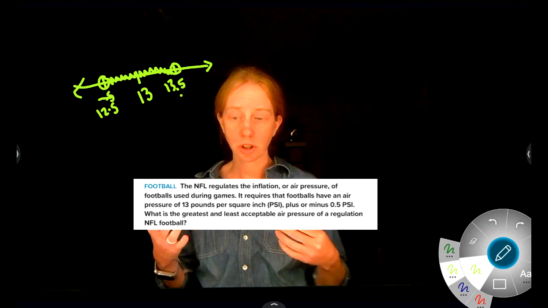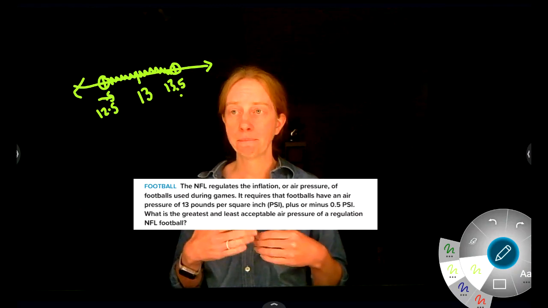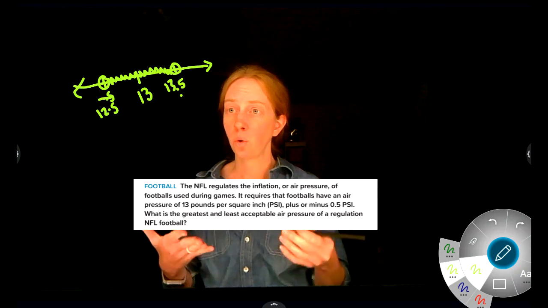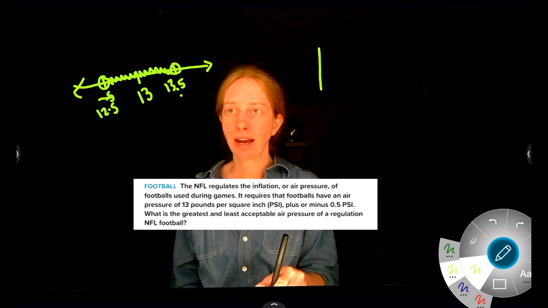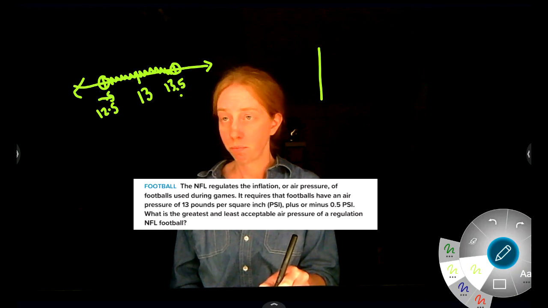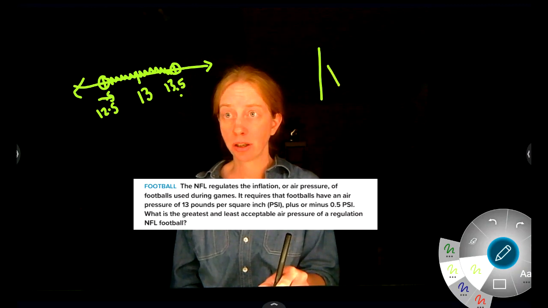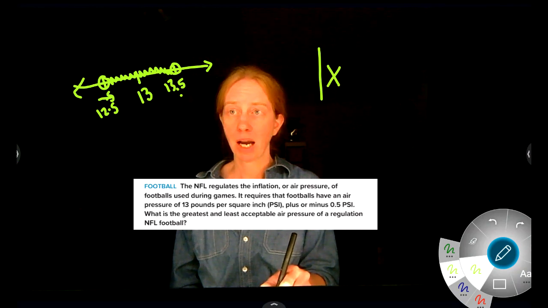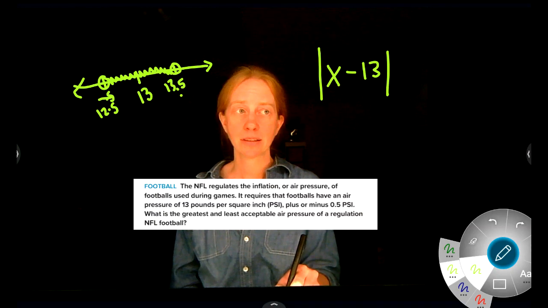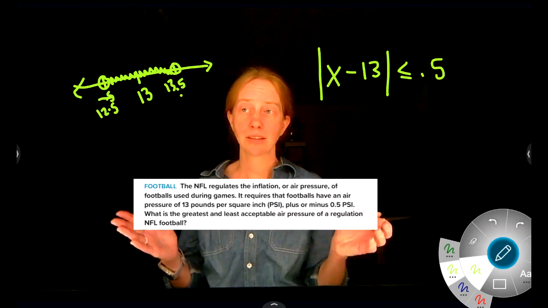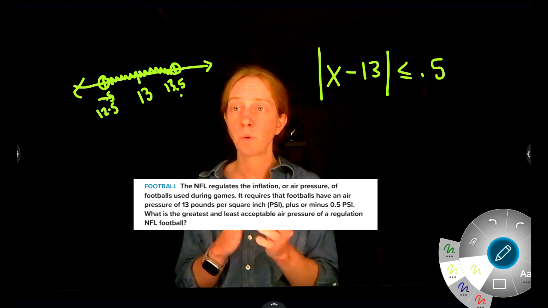Now, if we were to turn this into an equation, we would use the absolute value, because we would say that a football's PSI, its pressure, minus 13 has to be less than or equal to 0.5. Okay, so that's an inequality because it has to be between that, right?